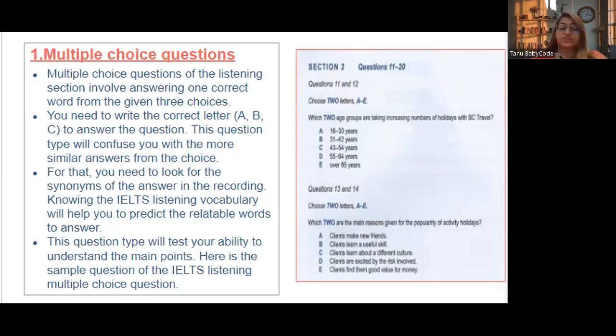So for better understanding, you need to look for the synonym of the answer in the recording. Knowing listening vocabulary will help you, and you will be able to predict your answers, the word related to the answer, very quickly. So focus on the synonym part, the listening vocabulary part. This type of question tests your ability to understand the main ideas, the main points. So have a look at the right side of the screen.